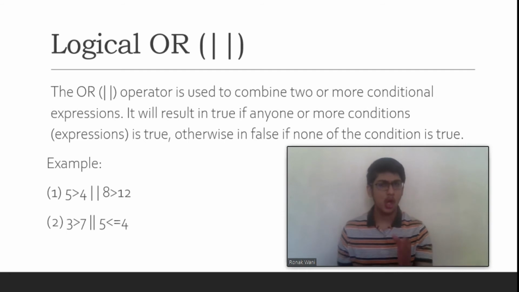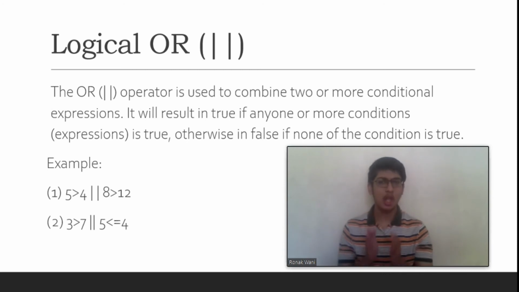5 greater than 4 or 8 greater than 12. The output will be true since 5 greater than 4 is true. Though 8 greater than 12 is a false condition, since it is an OR operator, it will be true. If in case it were the AND operator, meaning the double ampersand sign, then the output would be false, since though 5 is greater than 4, 8 is not greater than 12. But since in this case we use the OR operator, the output will be true.